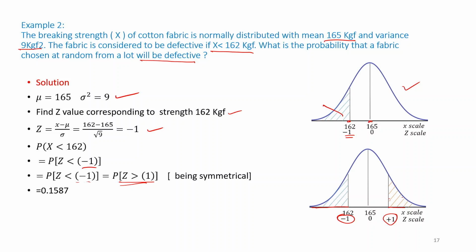And this value for Z greater than 1, if we consult the table, we have already done it earlier, comes to 0.1587. This is given in the table as 0.1587. So the same value will be here. So we take this value also as 0.1587. And therefore, we can say almost 15.8% of the fabric will be defective.